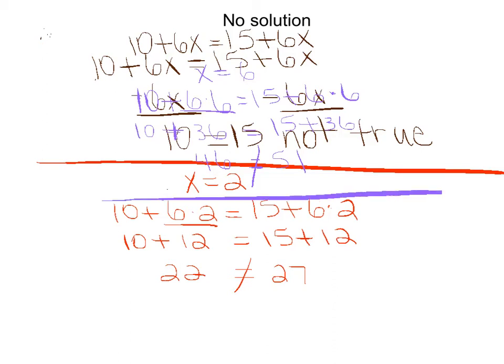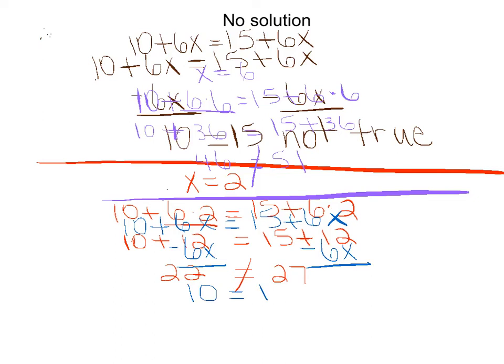So in other words, if I start with an equation like 10 plus 6x equals 15 plus 6x, and I begin by solving for x, like I did in the beginning, and the variables cancel out on both sides, and I'm left with a false statement, this makes this equation have no solution.